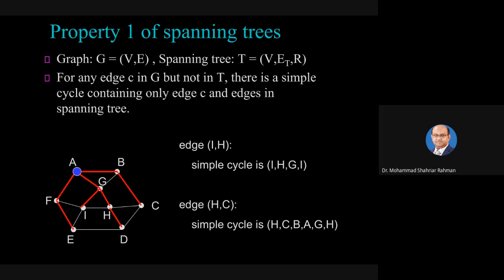So for any edge C in G but not in the MST, there is a simple cycle containing the edge C and the edges in the spanning tree. So আমাদের এখানে একটা এক্সাম্পল ছিল, এই এক্সাম্পলে আমাদের এই হোয়াইট এজ গুলো হচ্ছে গ্রাফের এজ, যেগুলো ট্রিতে নাই। So if we randomly pick any edge, it will create a cycle.